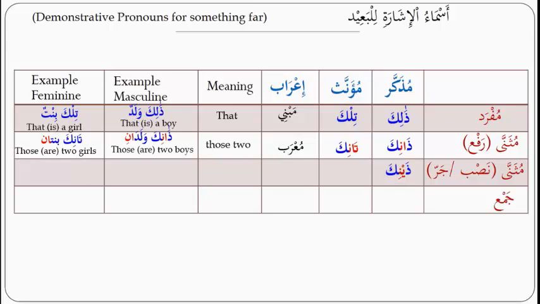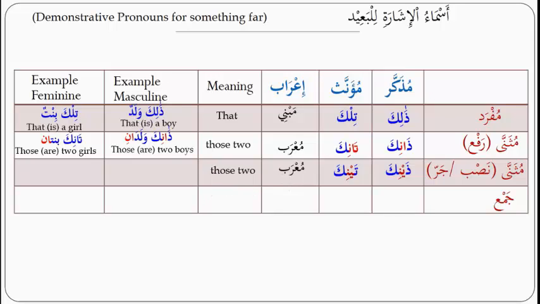Then we have the musanna, that is nasb or jar. Now remember, that is dhanika, right? It changes, as we discussed before, into a ya to become mansub or majroor. So it becomes dhainika. The alif is dropped, ya is put in its place, and the ya has a sukoon on it, so it becomes dhainika and tainika. And this is morab, right?